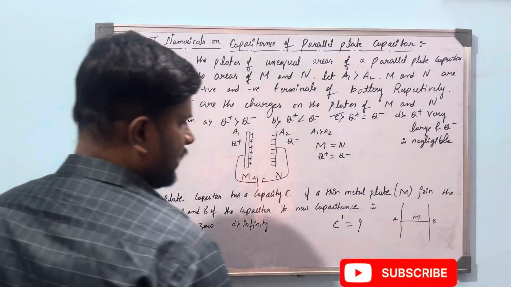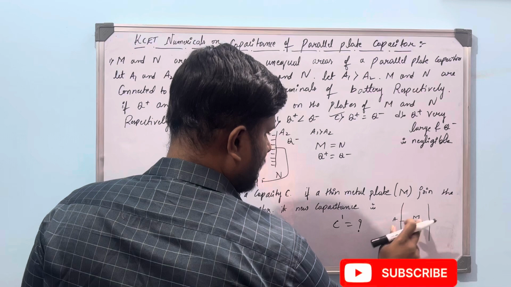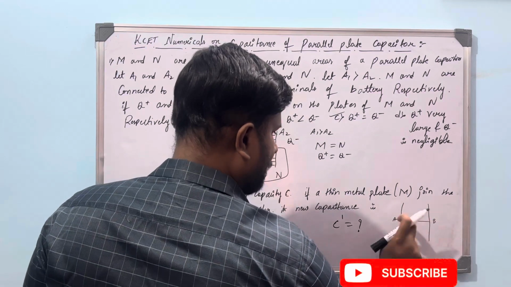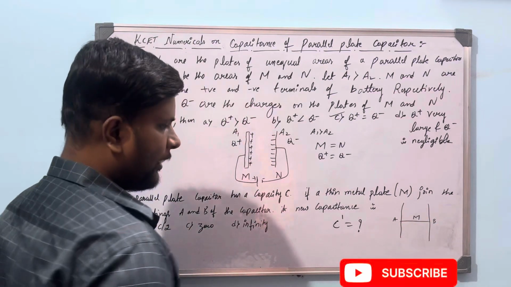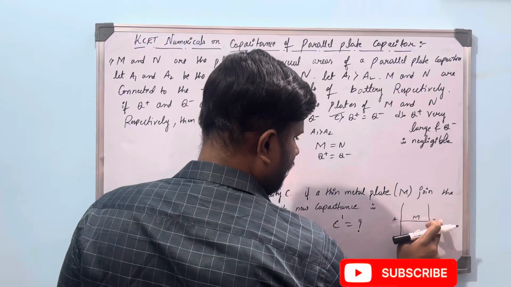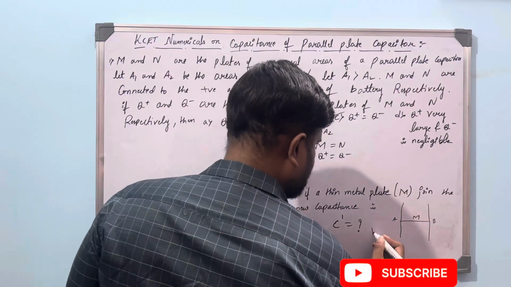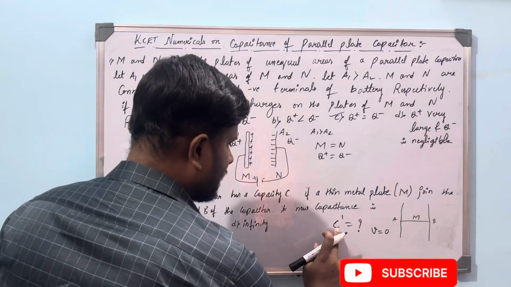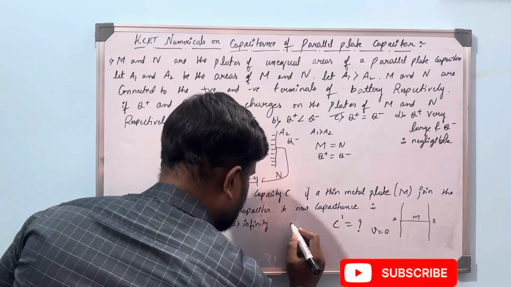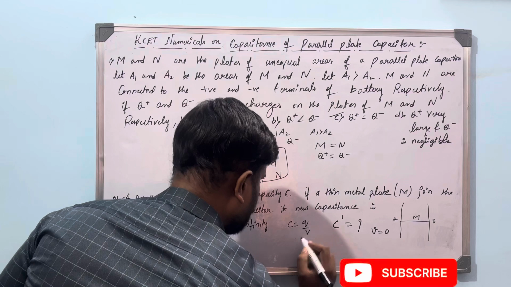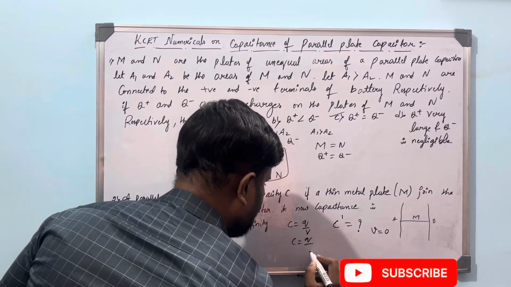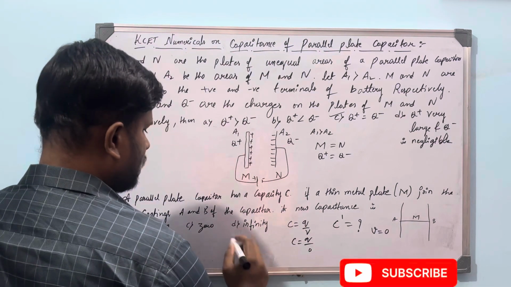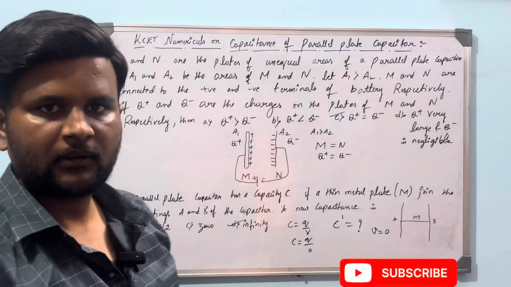Since this thin metallic plate joins A and B, the potential becomes the same. The potential of A and B becomes the same and the potential difference becomes V equal to 0. To calculate the capacitance, I need to use the formula C equals Q divided by V. C equals Q divided by V, where V is 0. Anything divided by 0 means the answer is infinity.